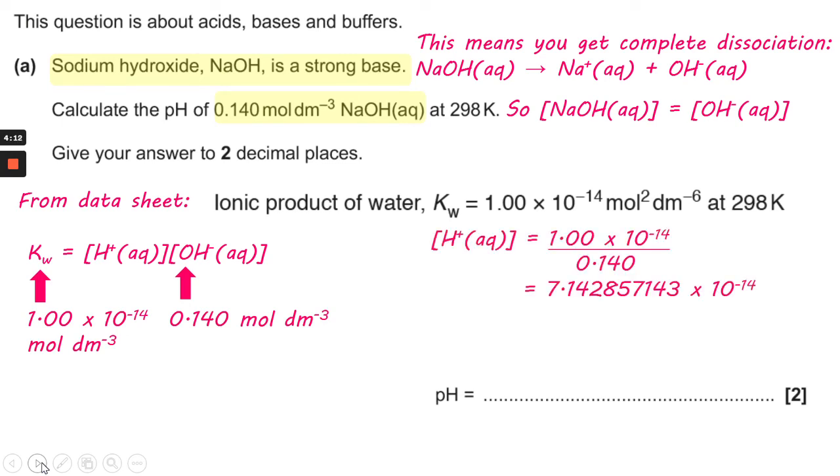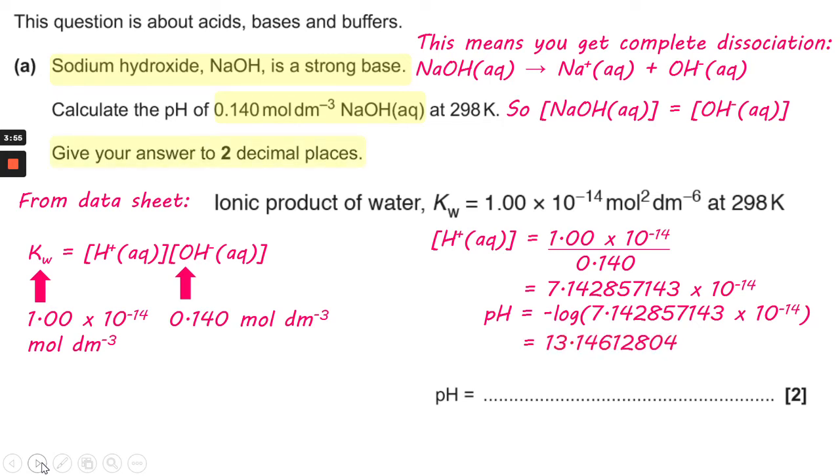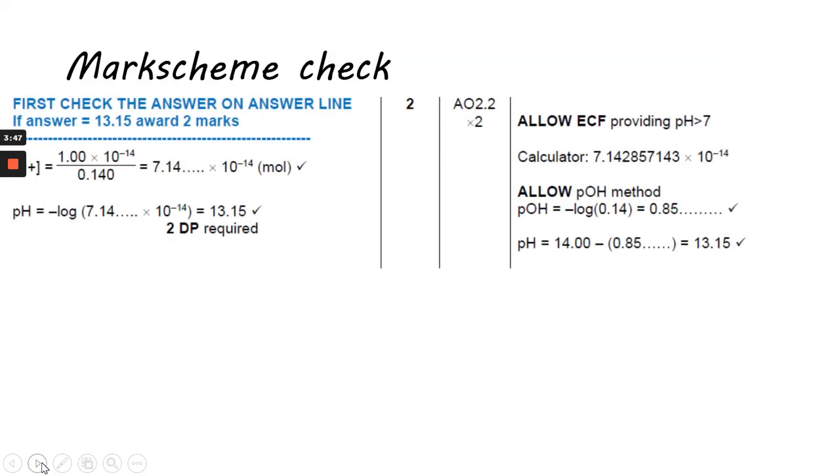We're looking for the H+ concentration, so we simply rearrange the equation and sub in the numbers that we know, which gives us 7.14285 times 10 to the minus 14. I put that into minus log to get the pH value, and that gives me 13.146, but they want it to 2 decimal places, so you put in 13.15. A quick check of the mark scheme shows that we're on the right track.